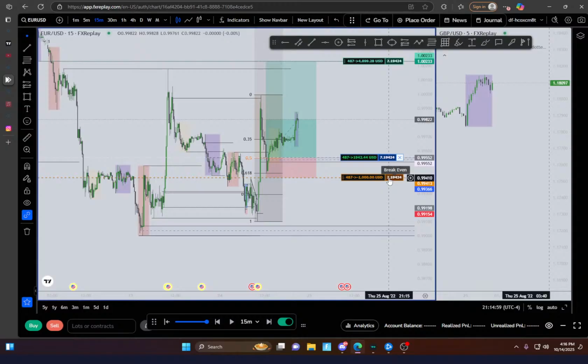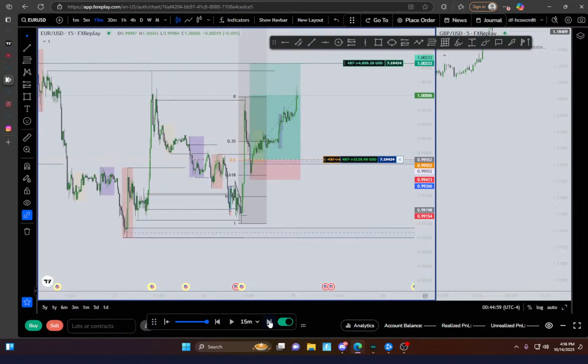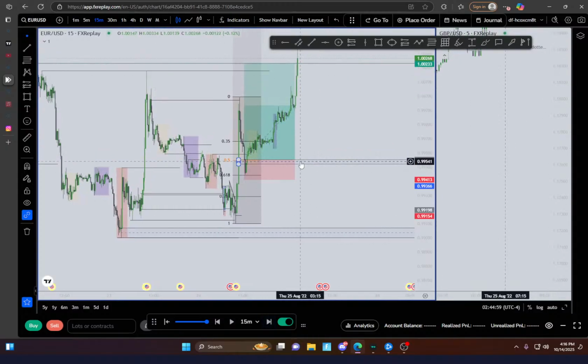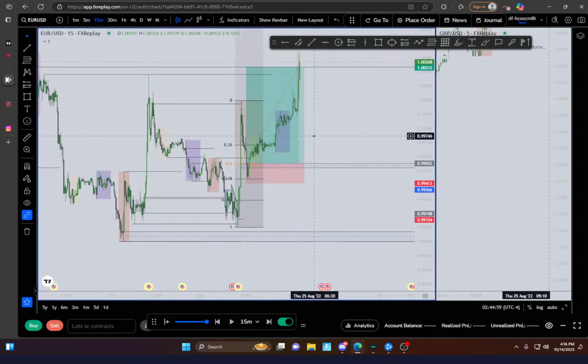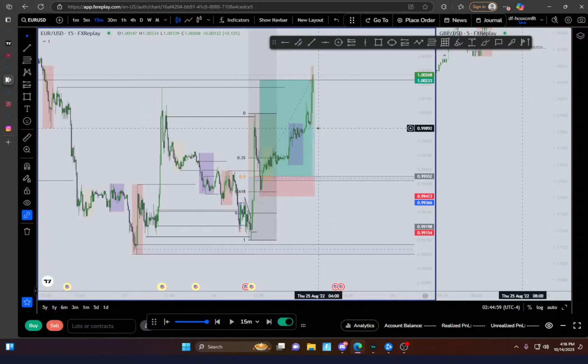I'm okay with placing break even. I do want to see this run up. If it pulls back down, I'm not looking to. Perfect. There you go. So nice 1 to 5. 1 to 4.9.